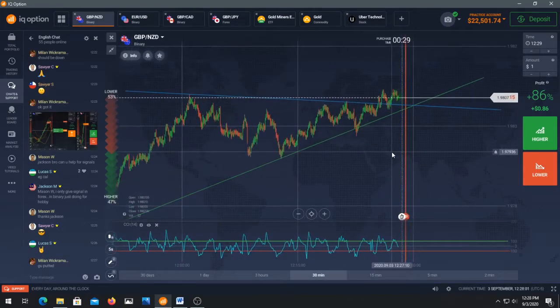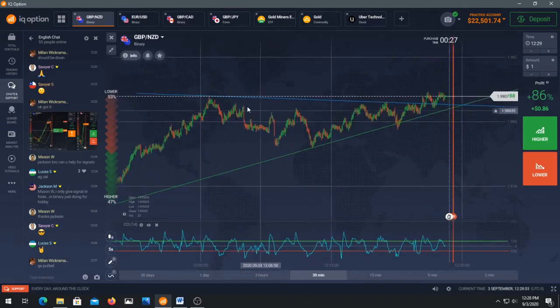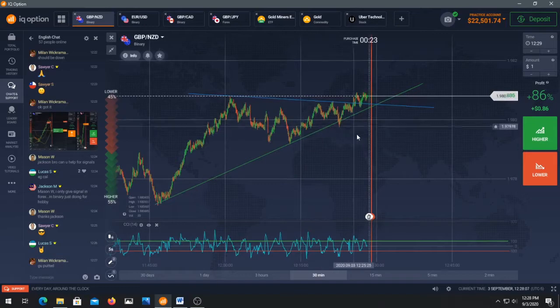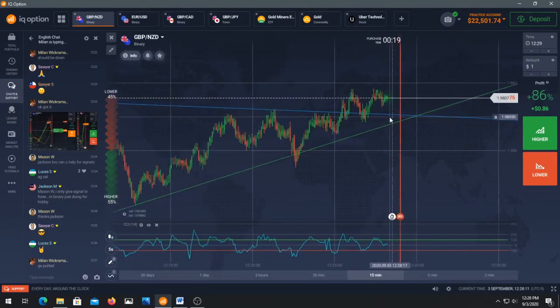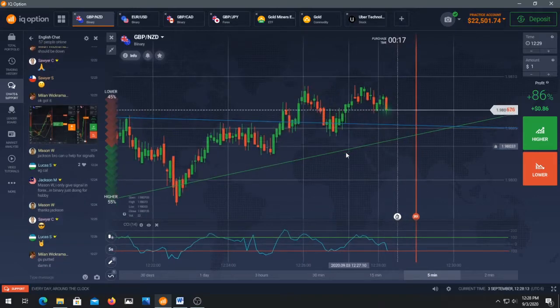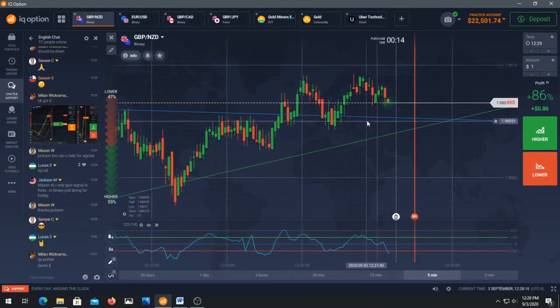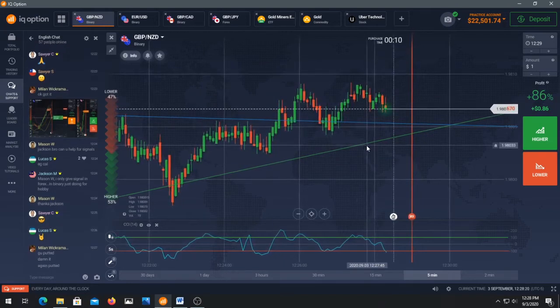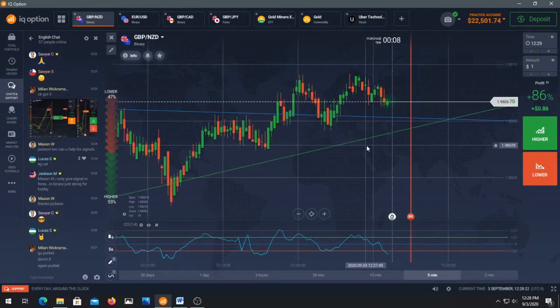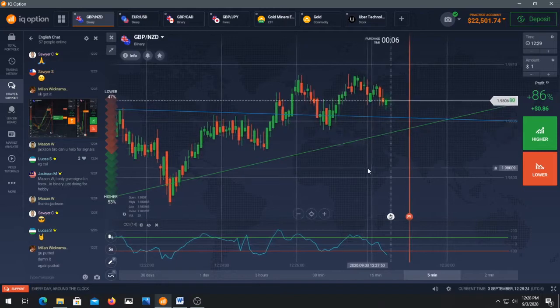As you can see here, it's touching more than 1 point. Likewise with this. So this is my support and this is my resistance. Currently it has gone past the resistance, so now it's forming new highs. So now let's wait for it to come back down.